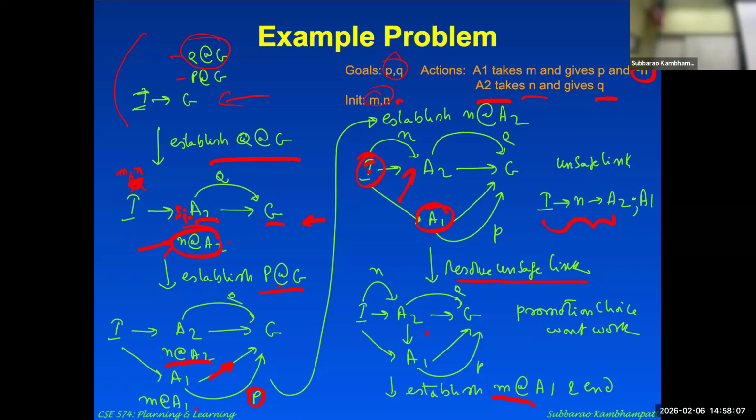I give I before G, and G requires Q at G and P at G, G being S infinity. And the problem is there are two actions. These are two dummy actions for Q. We'll do that and we'll get into that.